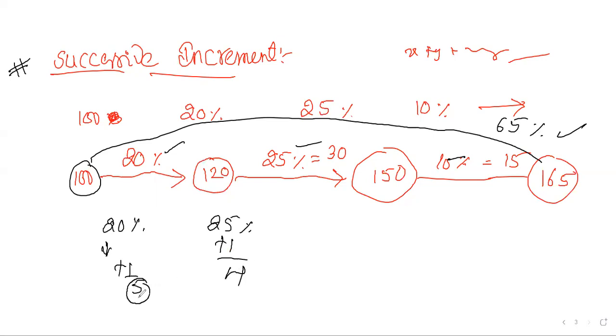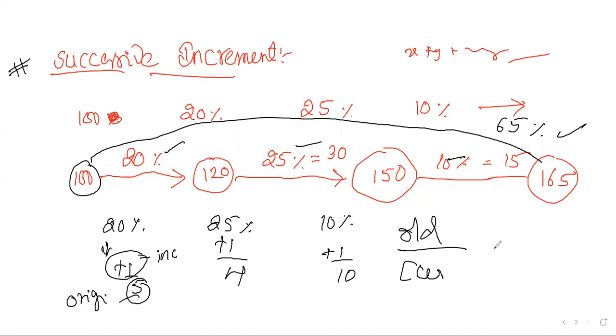Means the denominator always shows the original number. The numerator shows the increment value. Then 10% is nothing but plus 1 by 10. So then do it old by current. The old values are 5, 4 and 10. The new values are increased by 1 only: 6, 5 and 11.